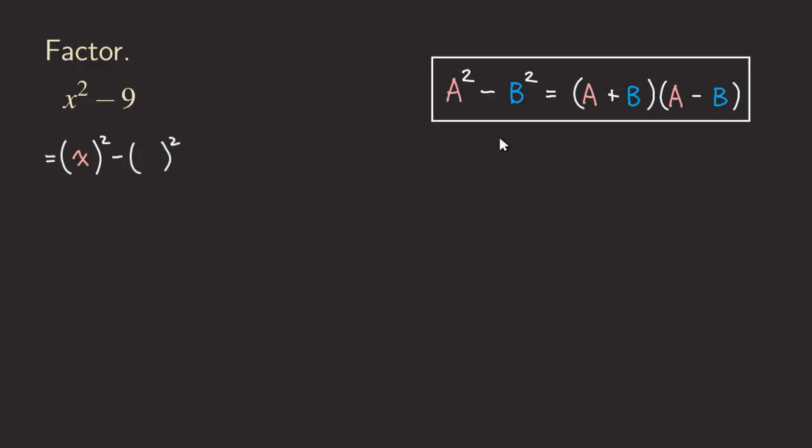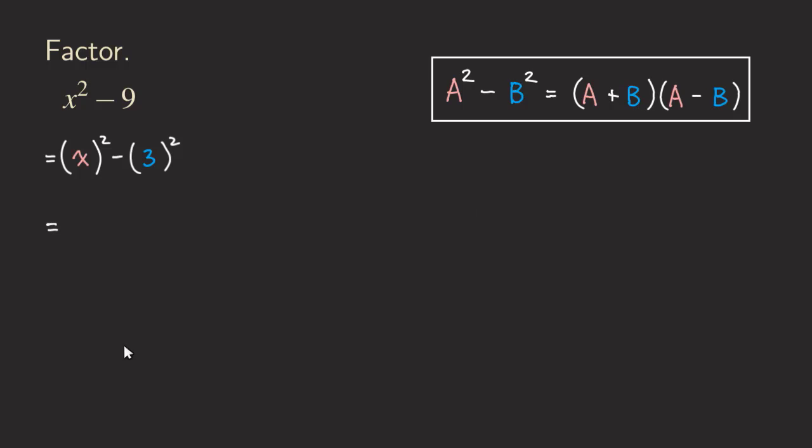Okay, and now what is the b? The b is something squared that gives us the 9, so we just need to write down the 3 here because 3 squared is equal to 9, so b is equal to 3. Now all we need to do is write down what a is and what b is, and then we have a plus b, a minus b as our factorization.